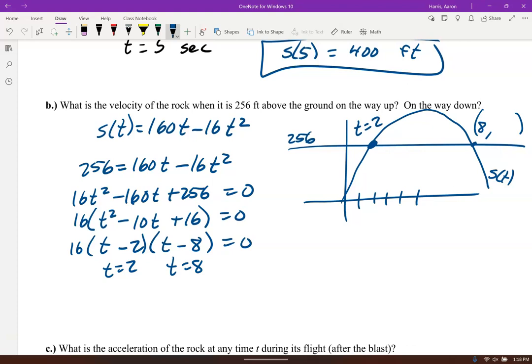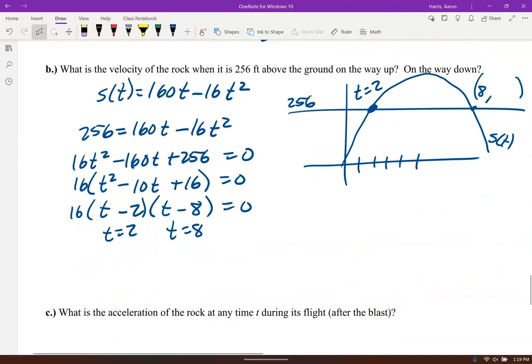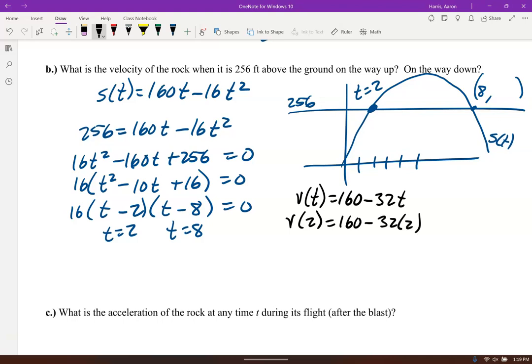And so this means that the rock is, well, I guess the next question is, is it moving up or is it on the way down? Well, remember, velocity tells us the direction, right? So if I throw it into the velocity function, the velocity was 160 minus 32t. If I throw in 2, I got 160 minus 64. I'm like, oh, that's positive. It's on the way up. Right, you can see it. Oh, it's on the way up.